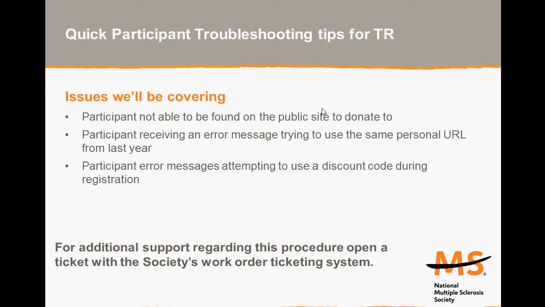In this video we're going to go over 3 quick troubleshooting tips for TeamRaiser participants who contact the chapter that can be resolved locally in-house. The first one that we're going to cover is participants who are registered who call and say that they can't search for themselves and their donors can't find them on the public site to support.